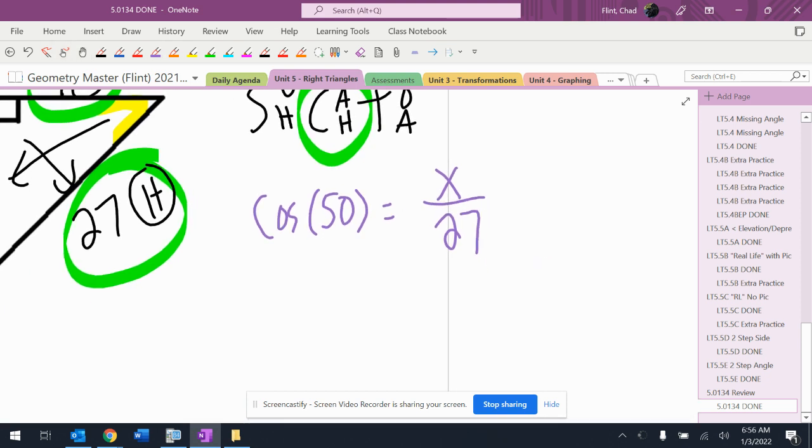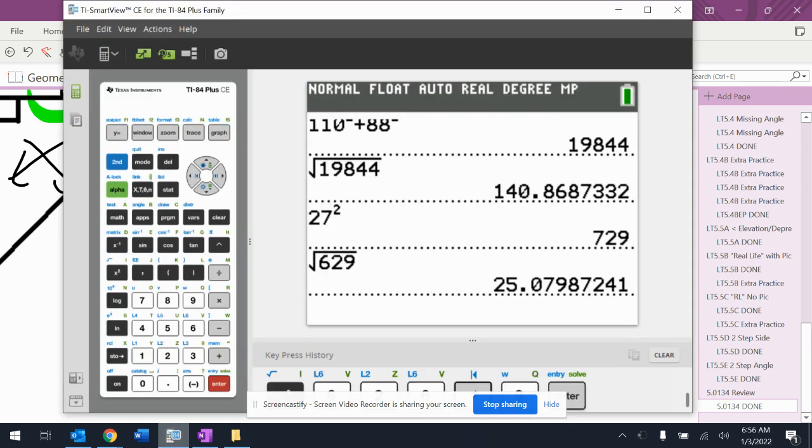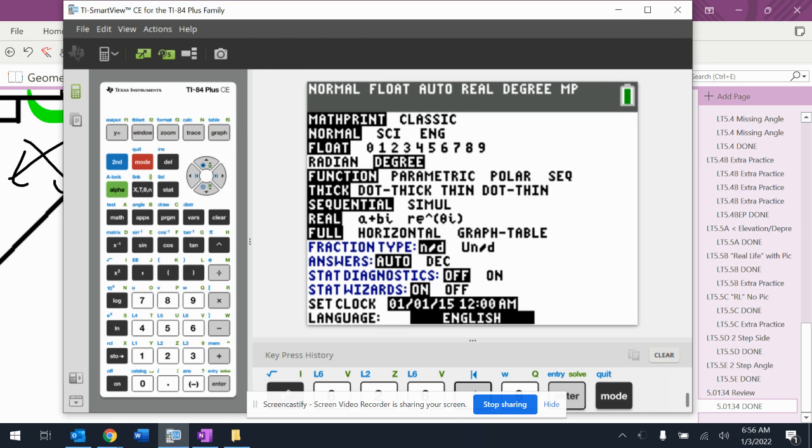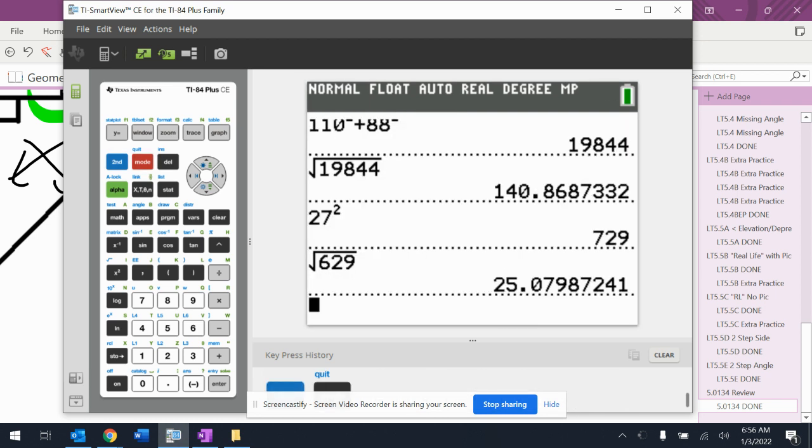All right. Now I am finding a side. I know the angle. When I'm finding an angle, I don't do this. But when I'm finding a missing side, I know the angle. I'm going to do cosine of 50. I'm going to bring up my calculator here. I'm going to check to make sure it's in degree. I'm going to hit the mode button, make sure it's in degree right there, which it is. Quit out of that. I'm just going to hit cosine of 50.